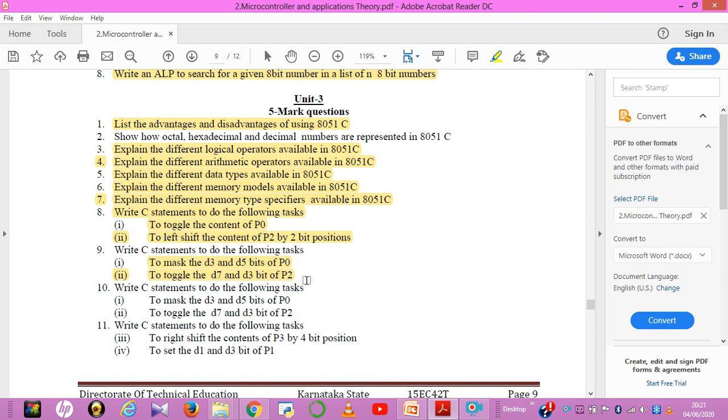You have to mask. Mask means you have to make it 0. For making 0, you have to use the AND operation. To toggle, you have to use NOT operations. You have to use the symbols which come in arithmetic operators. Like this, the remaining programs are also the same, just changing the port names.